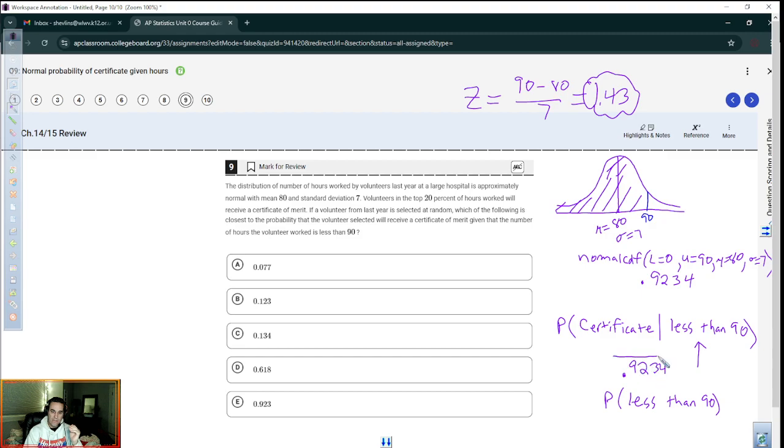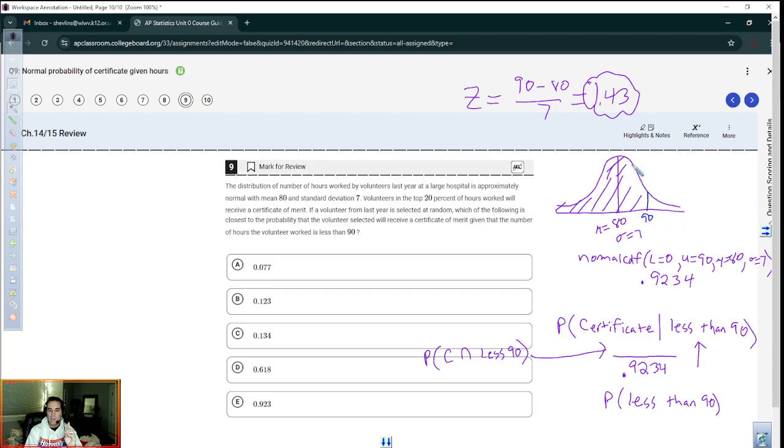Okay, now you need to figure out the top number. Remember, the top number should be the percent of people that get a certificate and work less than 90 hours. Percent of people that get a certificate. Remember, the top is your and. Certificate and less than 90 hours. That's the top. So we know the percentage that work less than 90 hours. That's 92%.